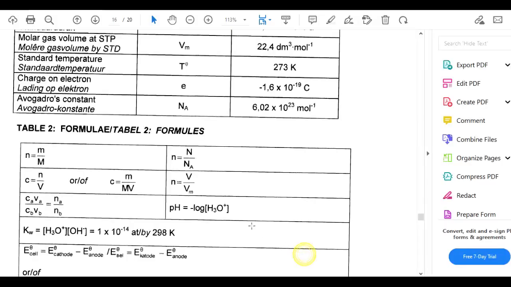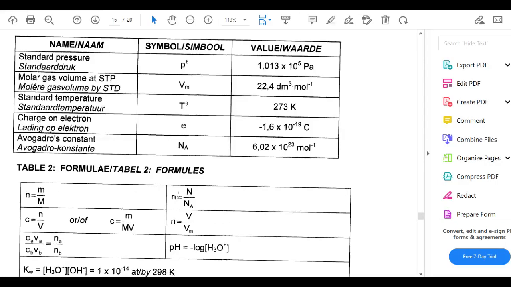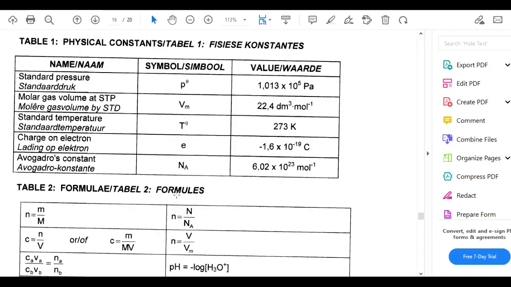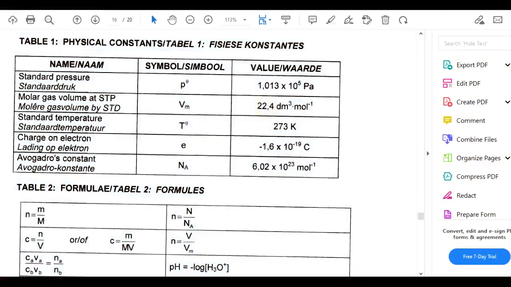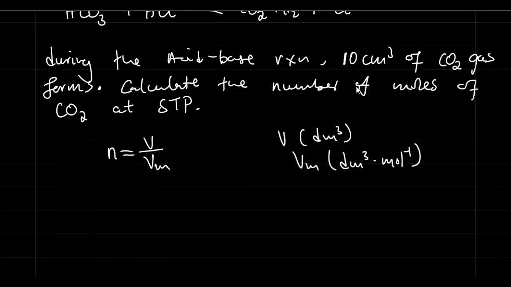So molar volume at STP, you check the data sheet at the back of your question paper. You can see here they say Vm is 22.4 at STP. It's the molar gas volume at STP. It's 22.4 dm cubed per mole. Okay, so now what are we given?